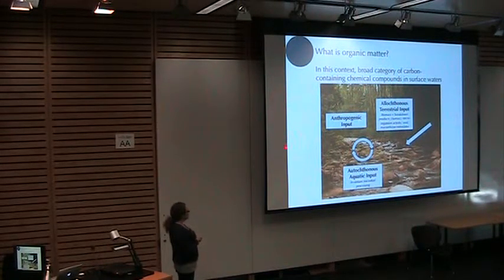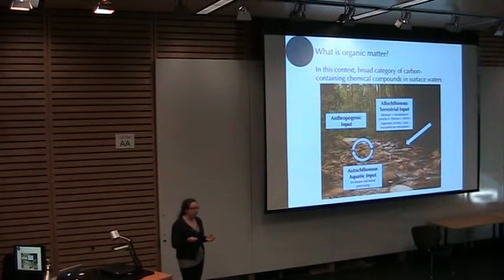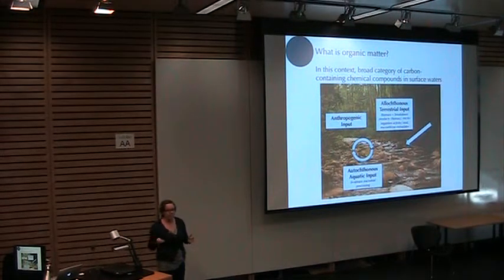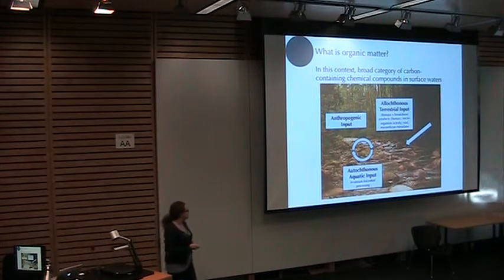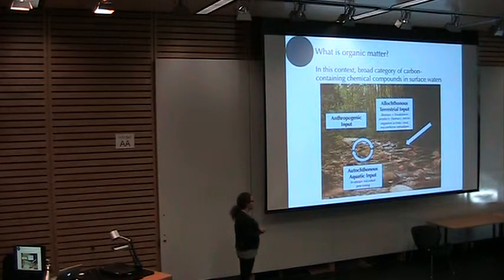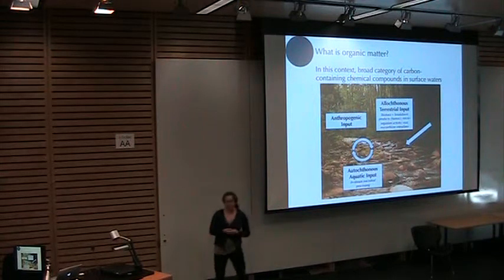So the first is inputs that occur because of anthropogenic inputs. This is directly inputs that are caused by human activities, such as discharge of wastewater. The second is this terrestrial input. And this is occurring predominantly through export of organic material that's within soils that gets exported into surface waters. Thirdly, organic material can arise in surface waters because of the input that's actually happening within the stream. This is as a result predominantly of microbial processes that are happening actually within aquatic environments.